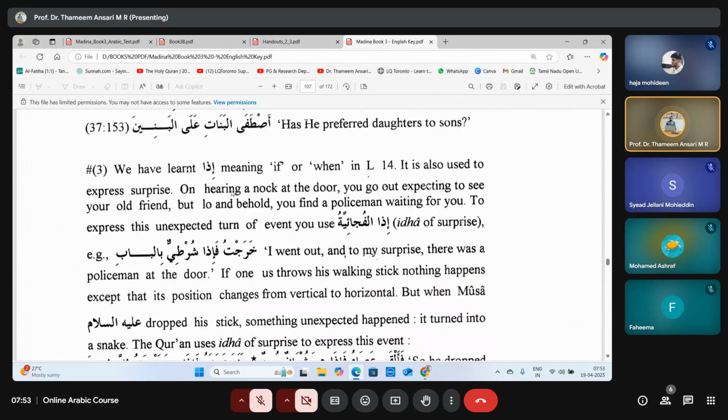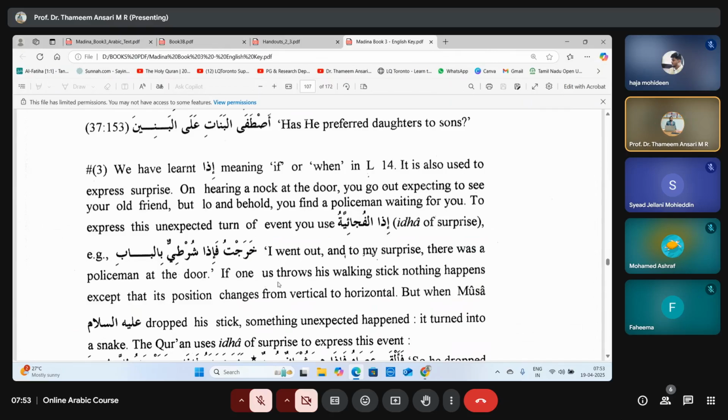Point number 3. We have learned idha meaning if or when in lesson number 14. It is also used to express surprise. On hearing a knock at the door, you go out expecting to see your old friend, but behold, you find a policeman waiting for you. To express this unexpected turn of event, you use Idha al-Fujaiyyah, Idha of Surprise. Example, kharajtu fa idha shurtin bil bab. I went out, and to my surprise, there was a policeman at the door.